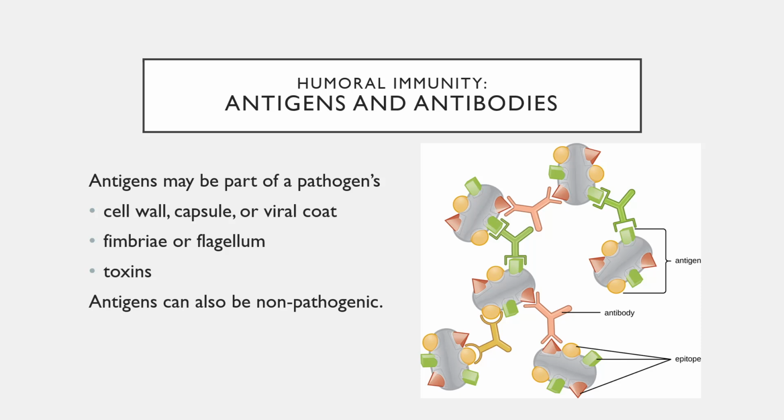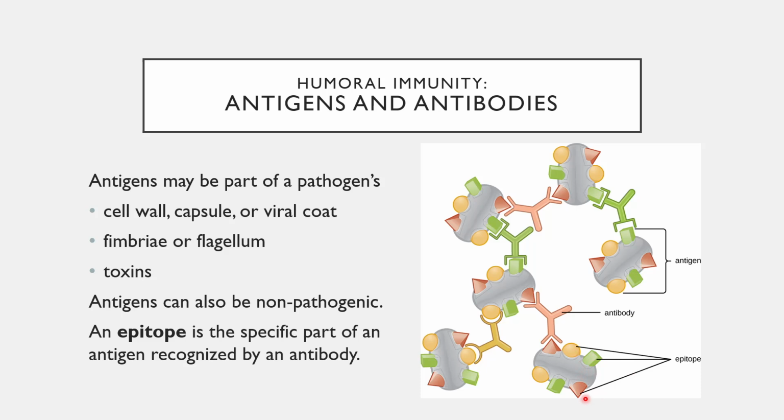But within an antigen, the whole antigen is pointed out right here. The epitope is the part of the antigen that is recognized by the antibody. So you can see here that the antibodies are binding to specific epitopes that are presented on the antigen. So if we think about the antigen as being like a person, the epitope is like the face. It's the part that is recognized.